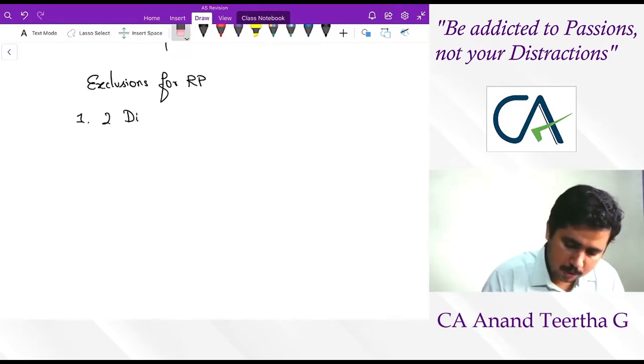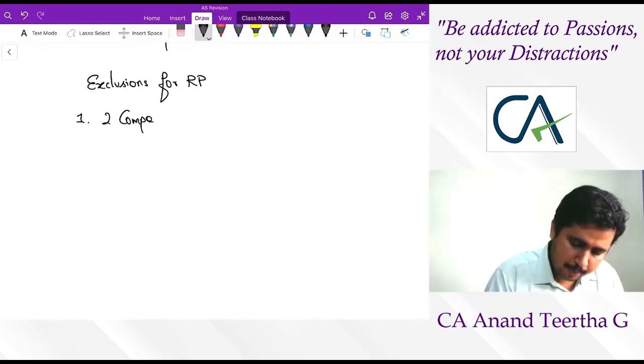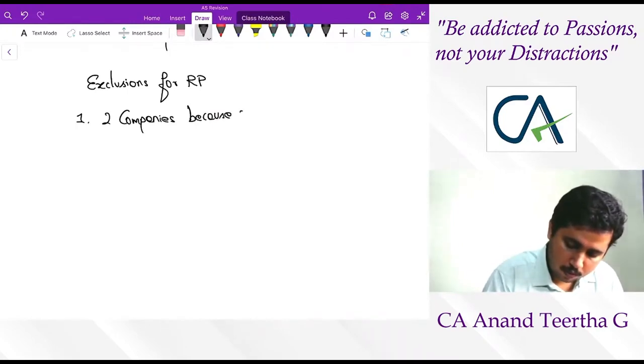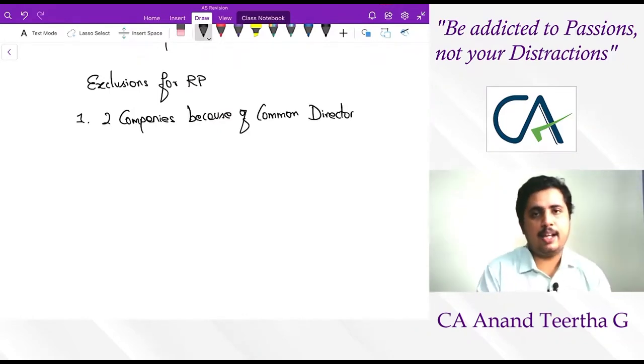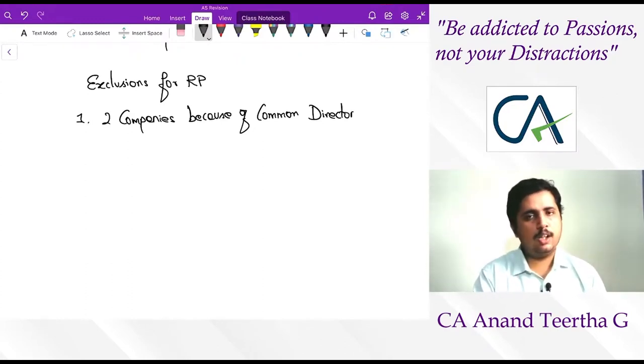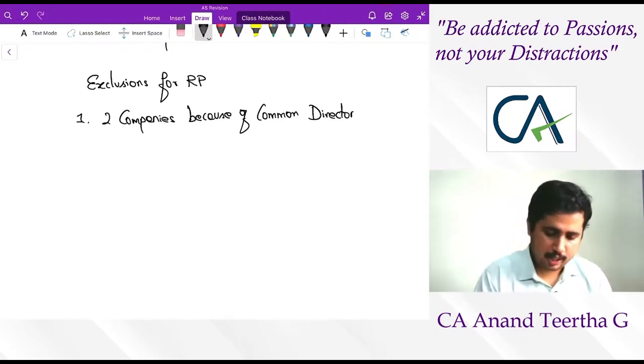Two companies because of a common director. Just because there is a common director between two companies, you can't consider those two companies as related party. Don't consider that at all. They are excluded from related party element.